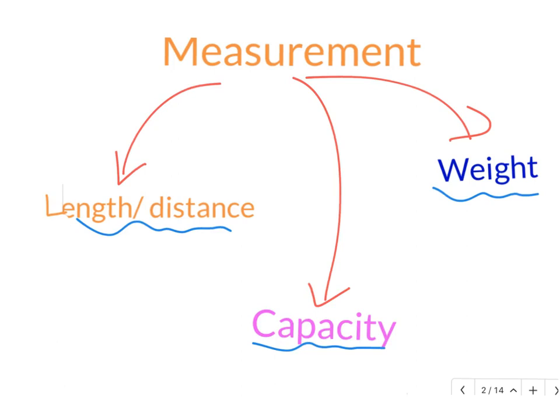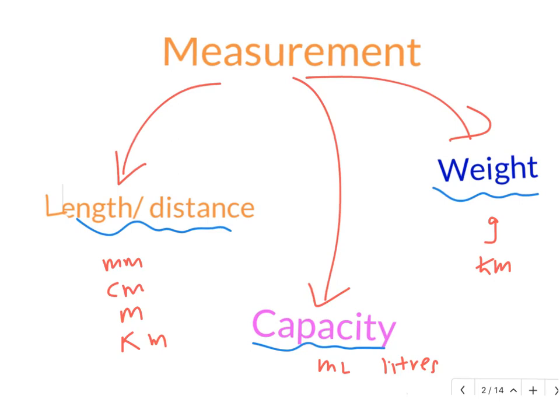So let's have a little recap. So our distances for length are going to be millimetres, centimetres, metres, kilometres. For weight, we're going to have grams and kilograms. And for capacity, we're going to have millilitres and litres.